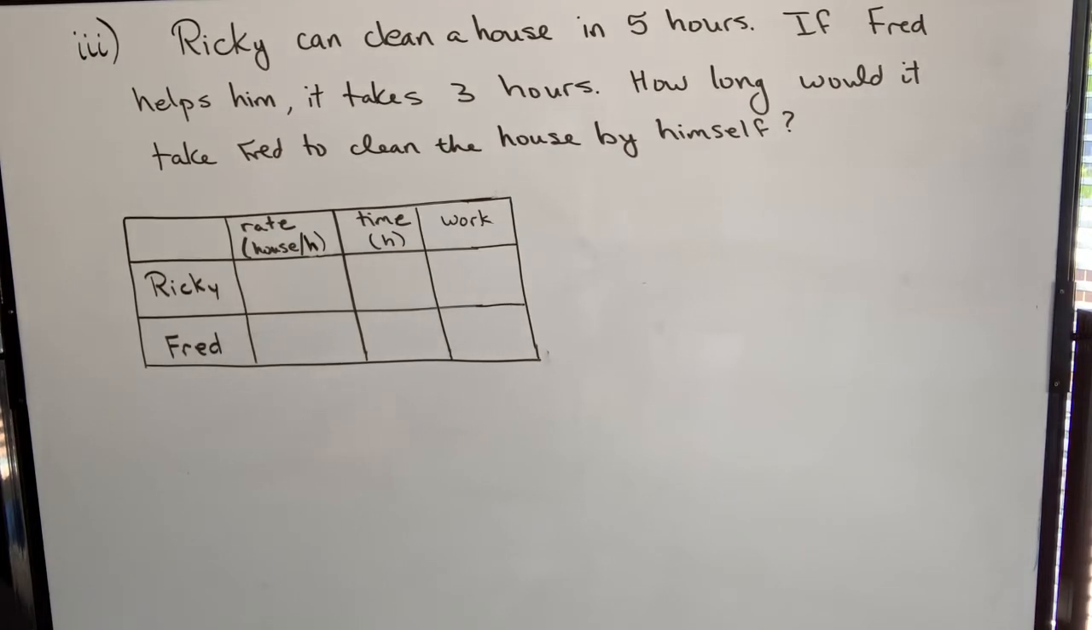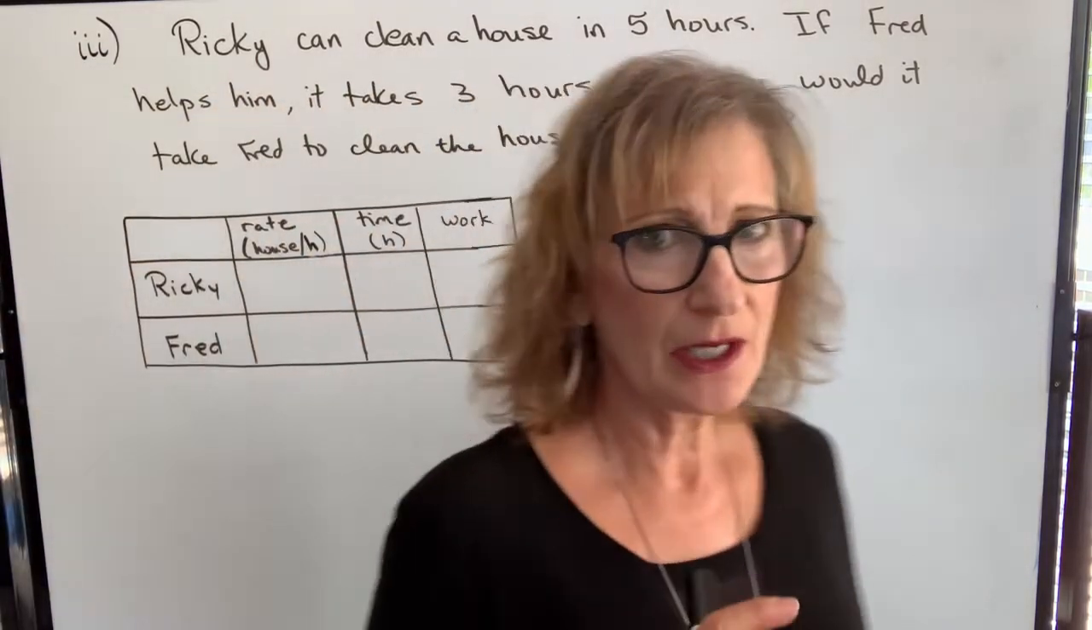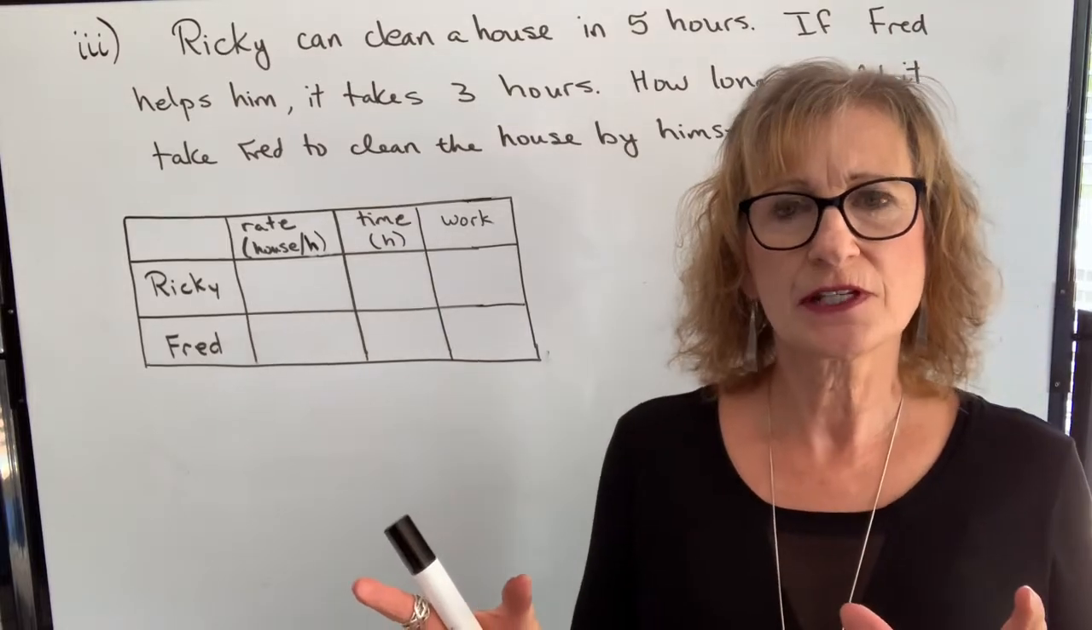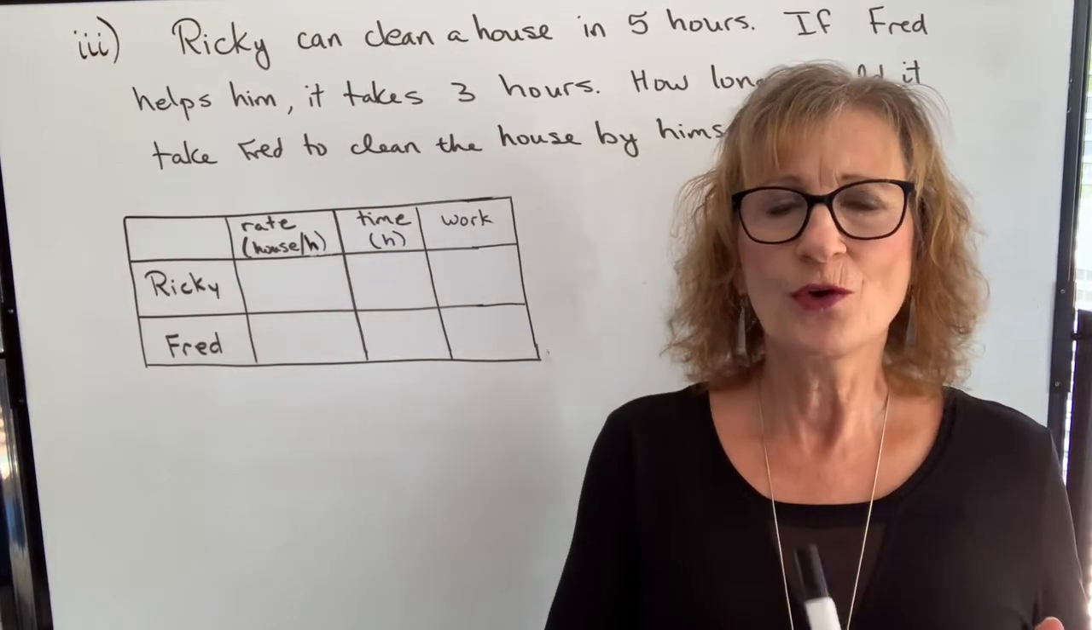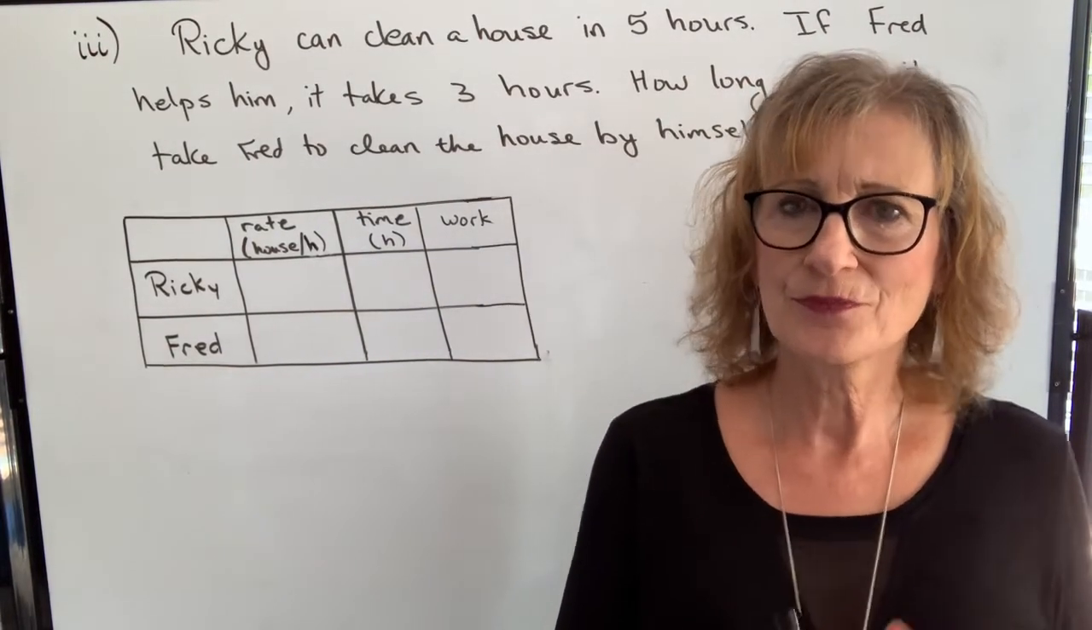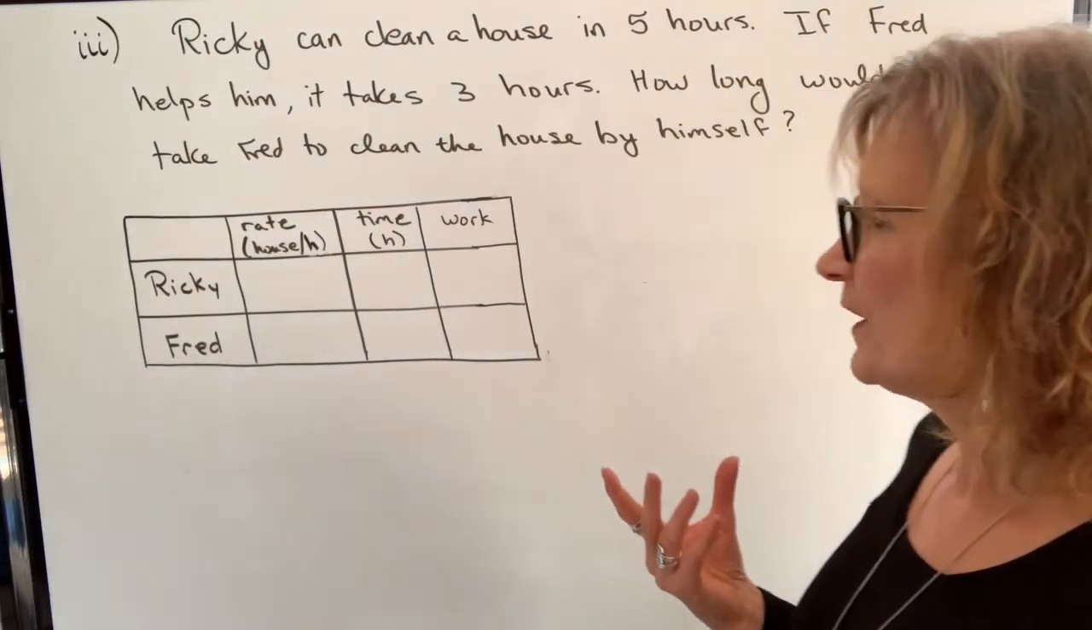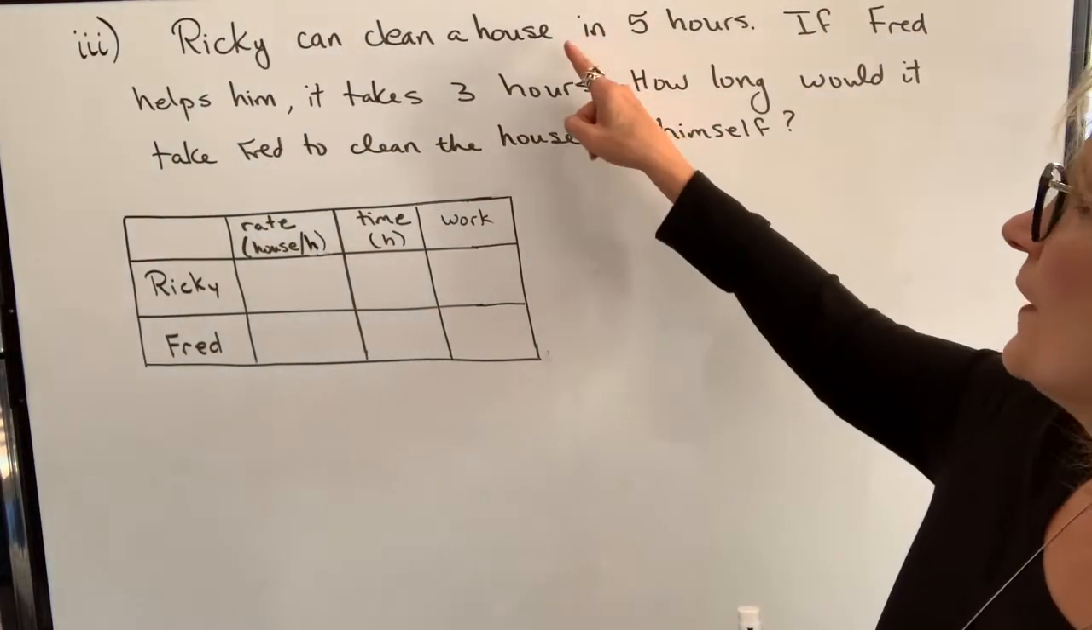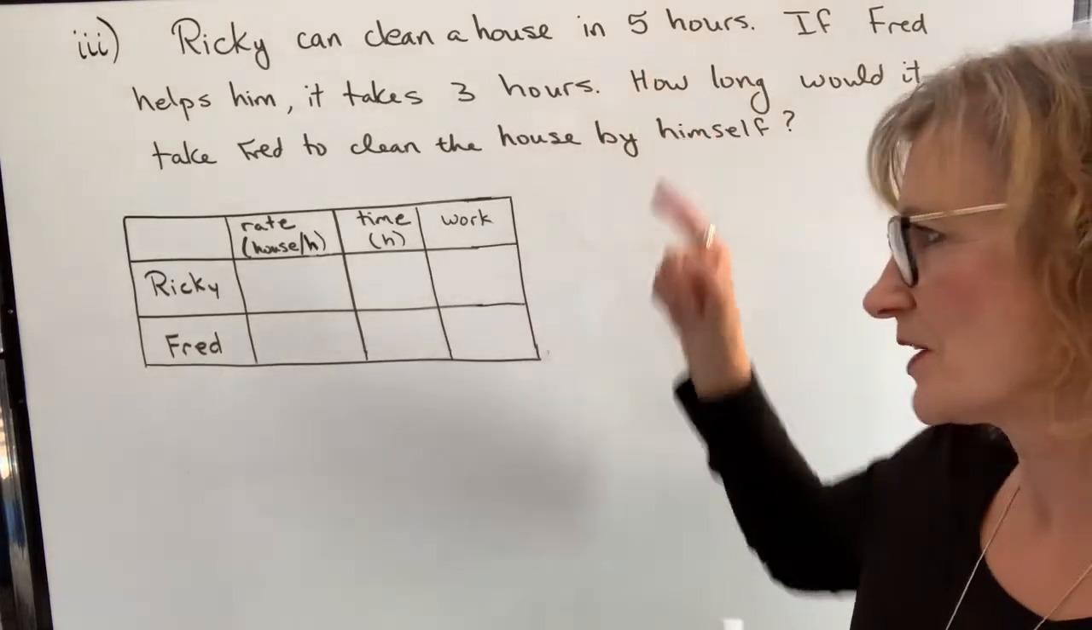If Fred helps him, it takes 3 hours. How long would it take Fred to clean the house by himself? So instead of knowing how long it takes the two individuals and asking how long together, we know one individual and together. So let's put in what we know. We know Ricky's rate, one house in 5 hours. So that's 1 over 5.